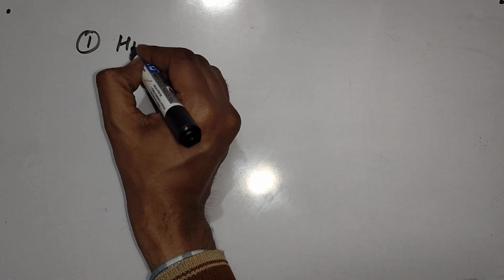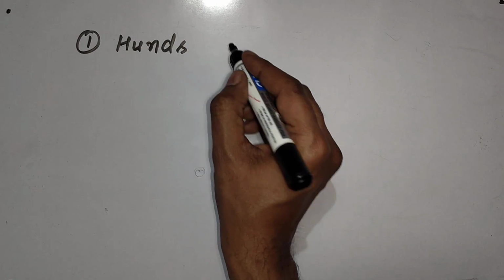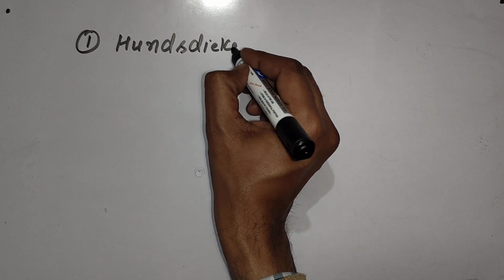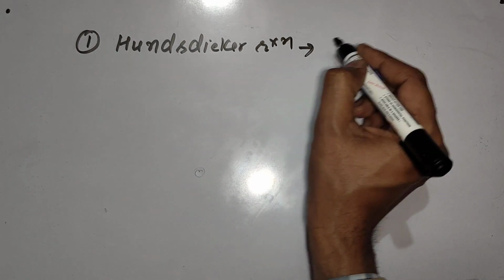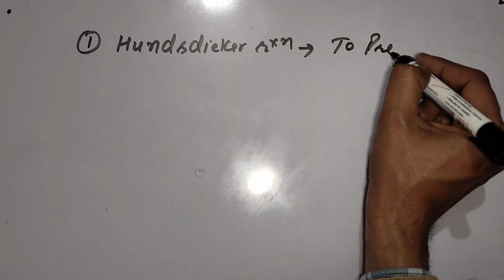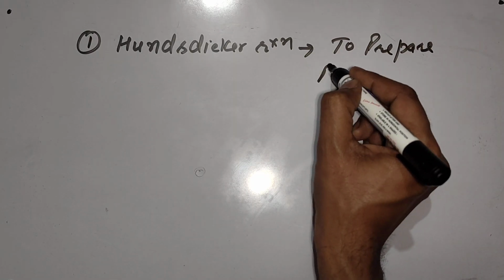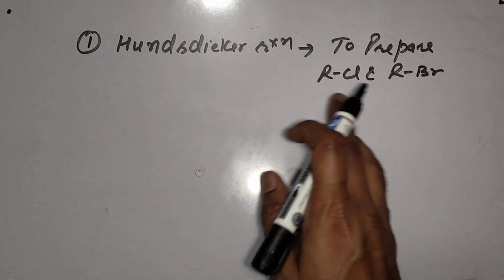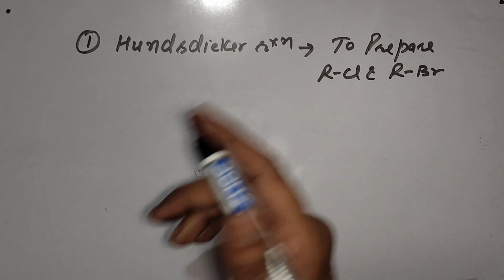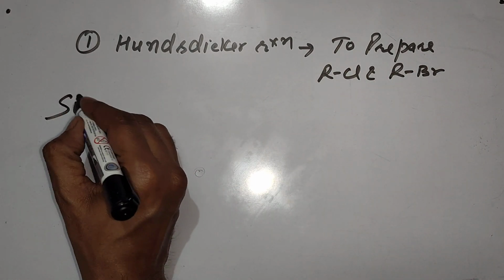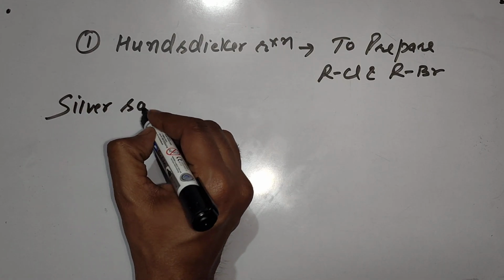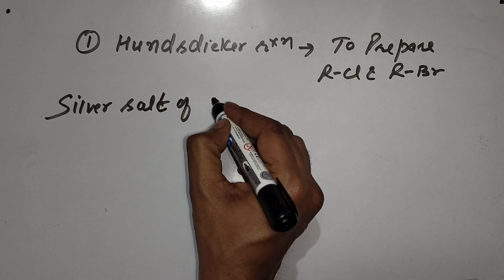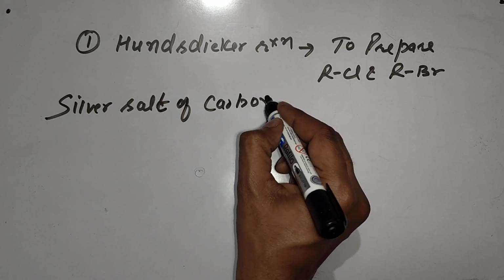First I am starting with Hunsdiecker reaction. It is used to prepare RCl and RBr, means chloroalkanes and bromoalkanes. The conditions required are silver salt of carboxylic acid.